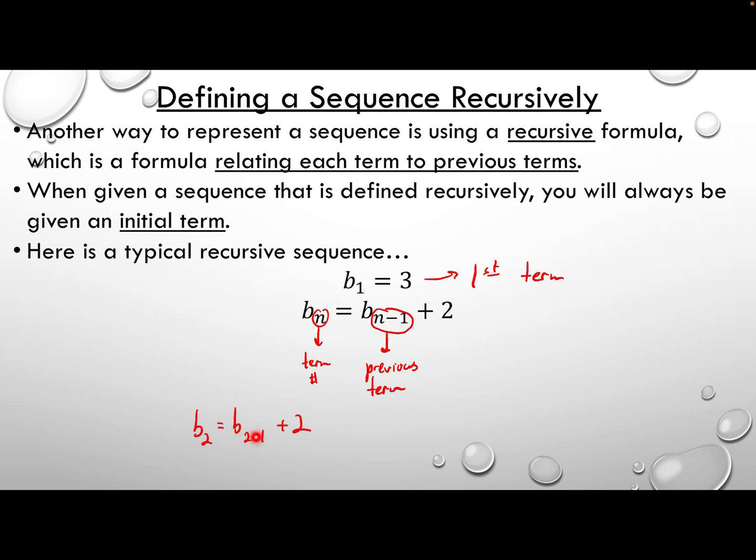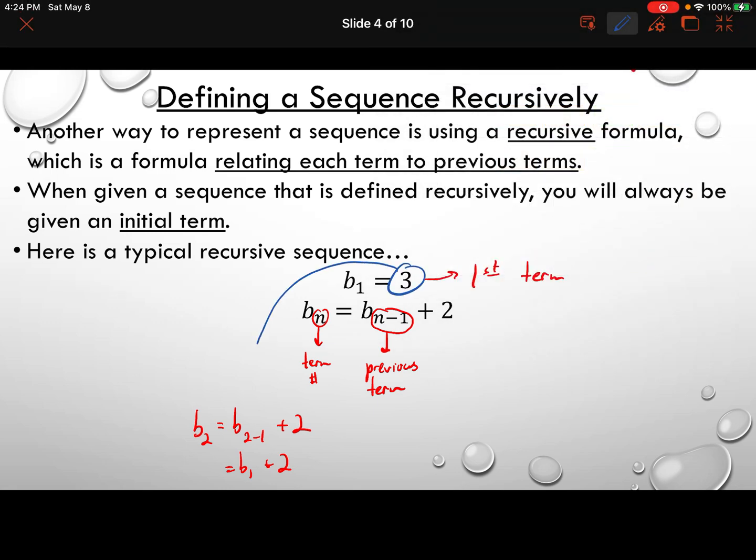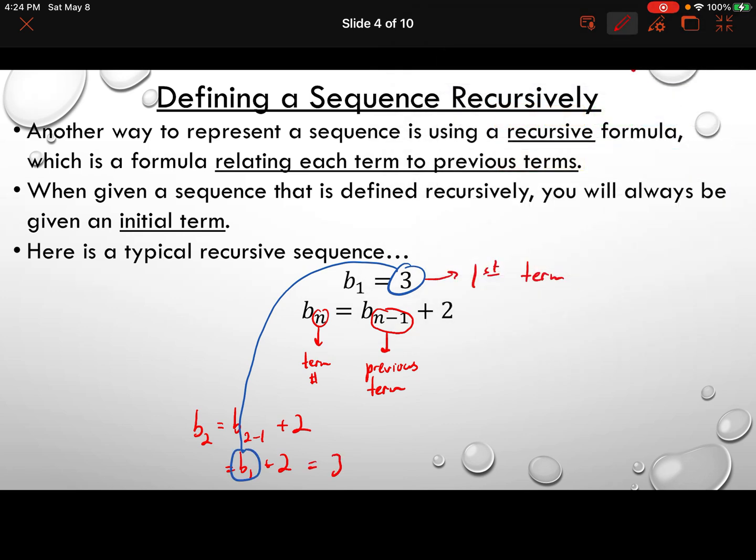Sorry about that. 2 minus 1 is just 1, so that means we end up with b sub 1 plus 2. Well, what is b sub 1? Well, b sub 1 is 3, right? It was given to us. b sub 1 is equal to 3. So I'm going to substitute this 3 in for that b sub 1 here. So we end up with 3 plus 2, which gives us 5. So there you go. We added 2 to the previous term to get 5.